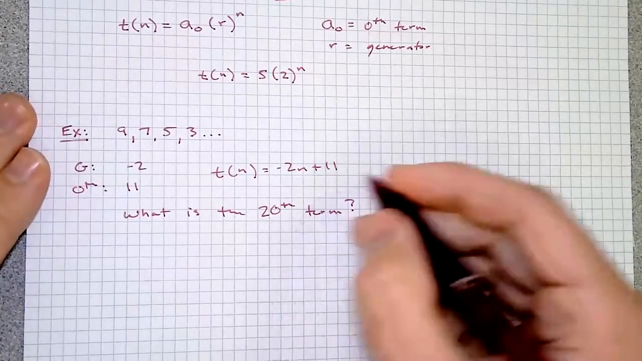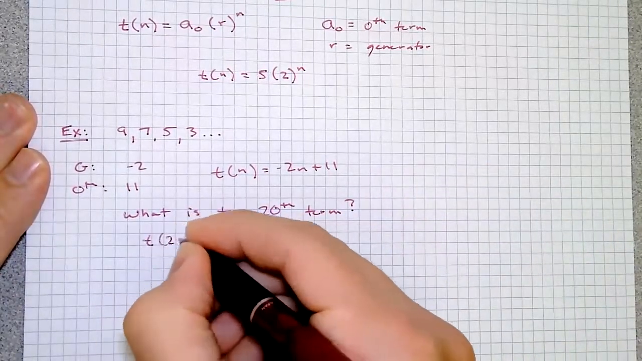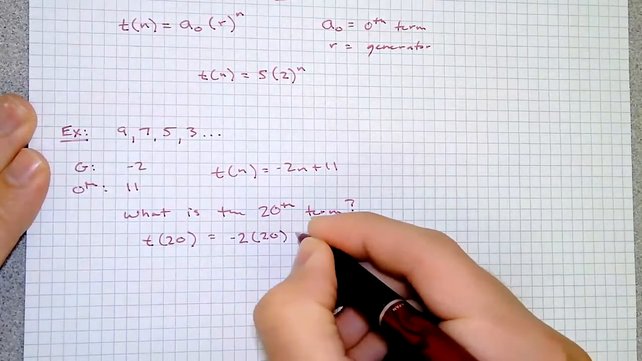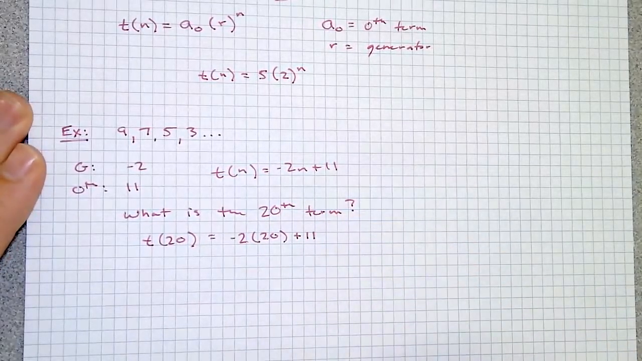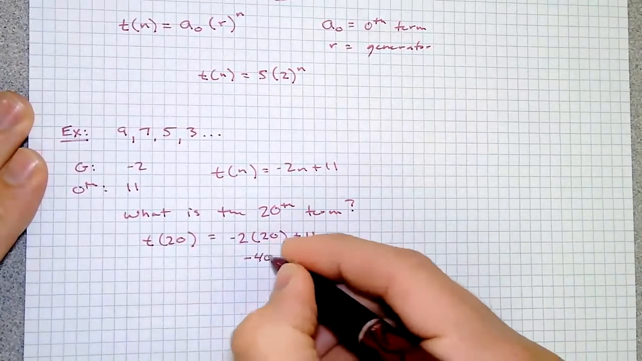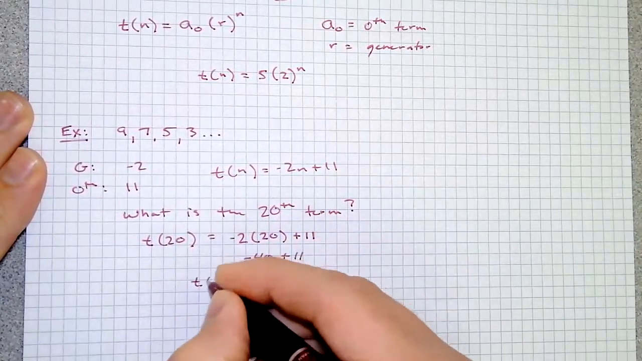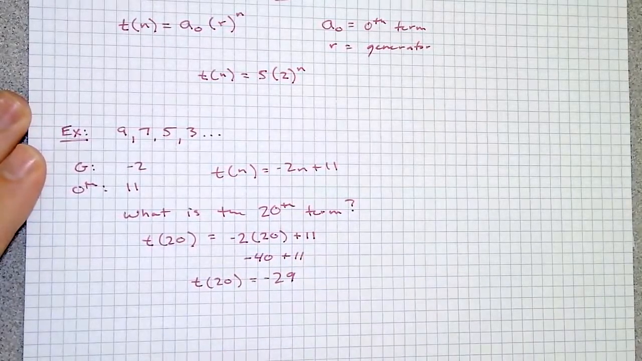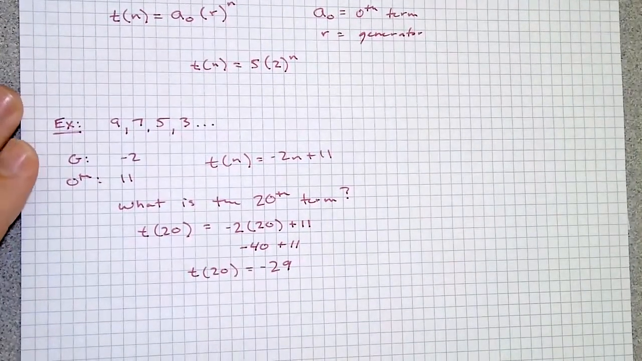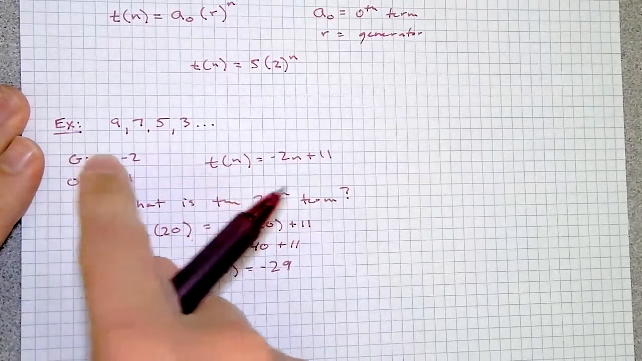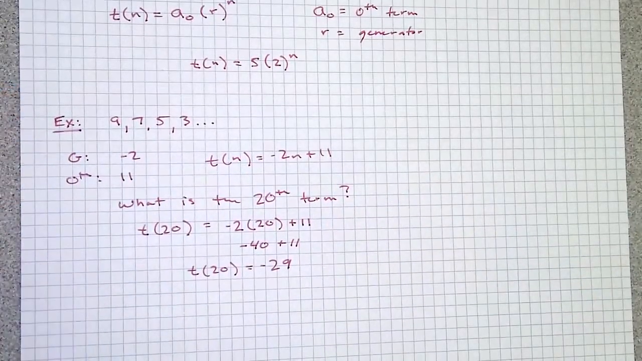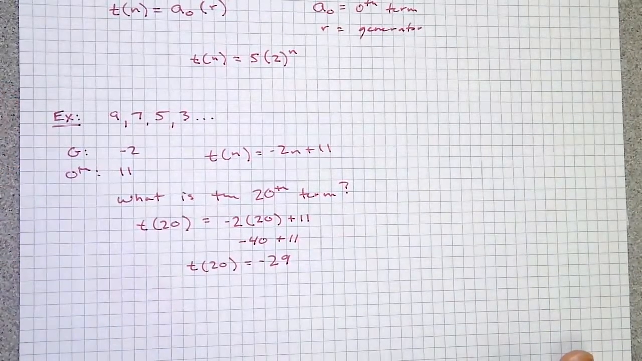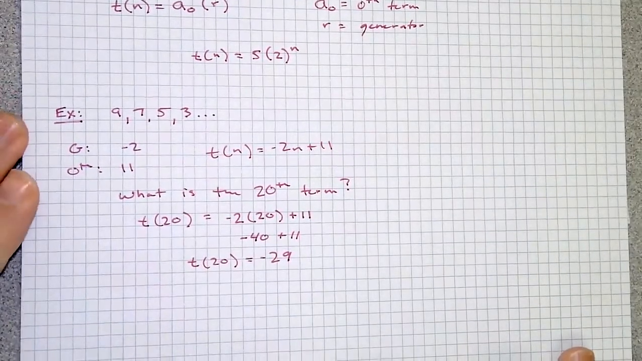Okay. So really what they're asking is, what is t of 20? And all you're going to do is plug 20 in for n and solve. So we get negative 40 plus 11, which means t of 20 is equal to negative 29. Could you have just taken that pattern and written out 20 numbers? Sure. If I asked you what's the 1000th term, that would probably take a while. Much easier just to plug in an equation.